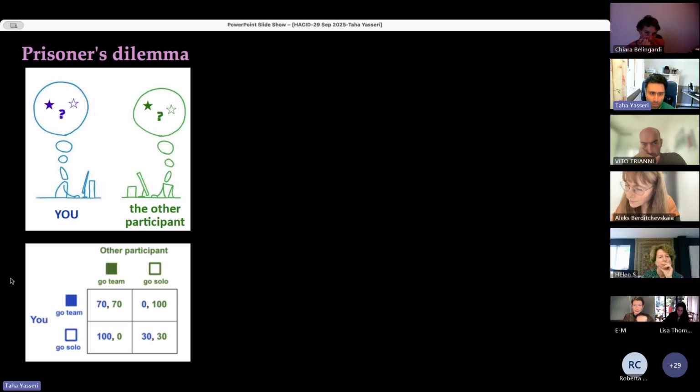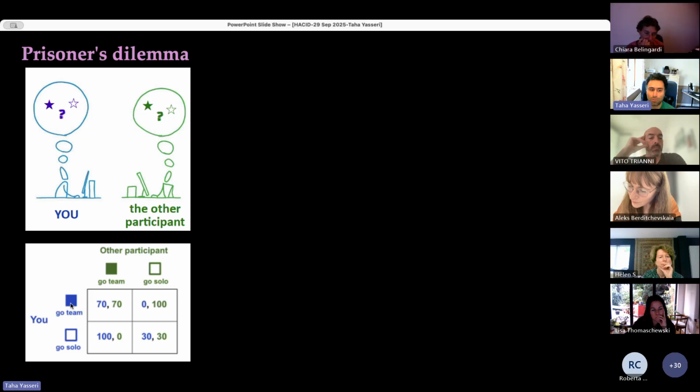A prisoner's dilemma game is a very stylized, very simplified version of a complex dilemma that we might have to deal with on a daily basis. You can either decide to make an individual, selfish decision, we call it going solo, or you can decide to go team. And you are in interaction with one other person only. If you both decide to go team, that is good for the team. Each of you receives 70 points.